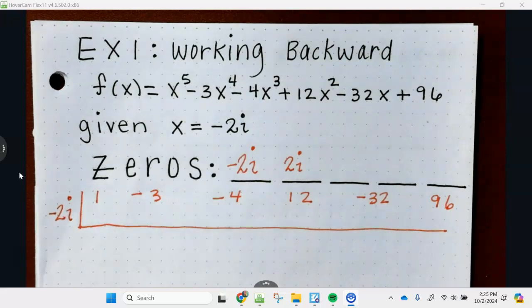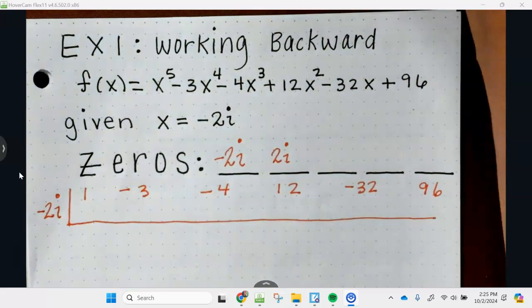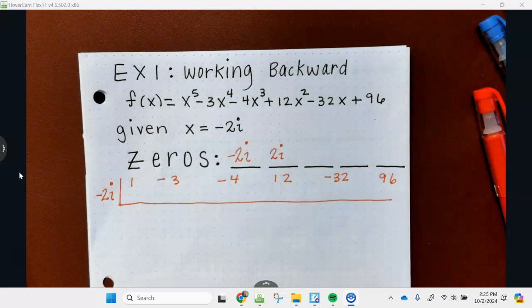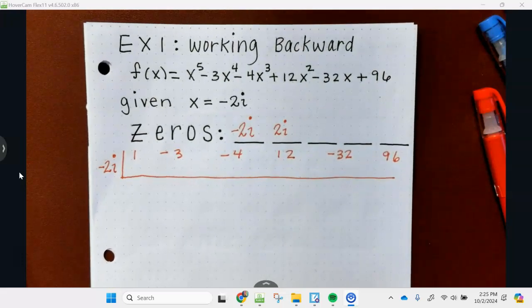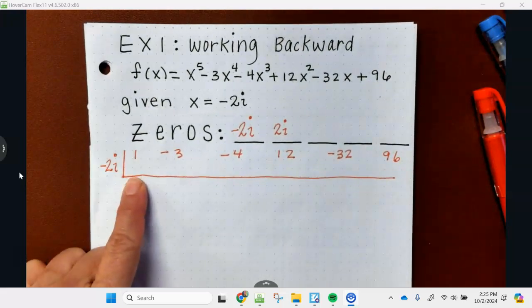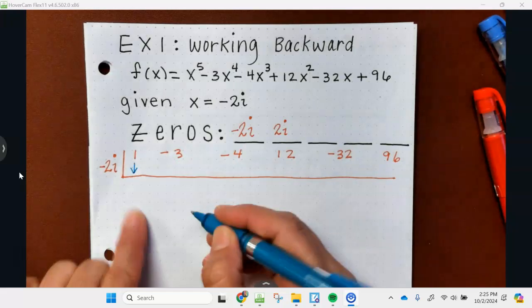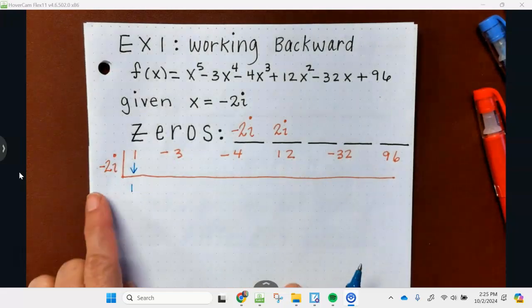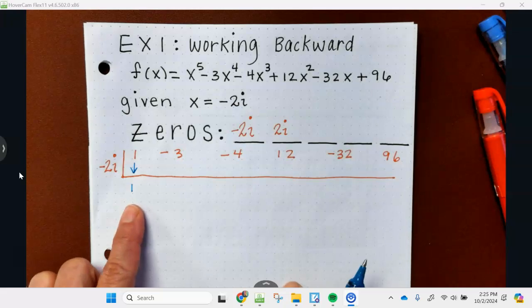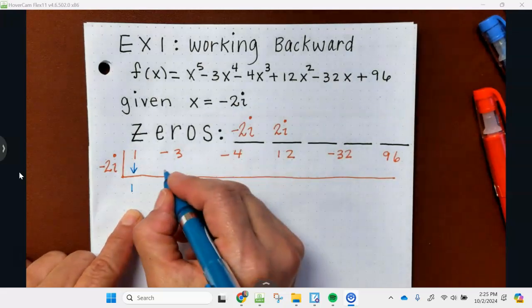And we're about to get in the weeds. It's about to get a little crazy. Okay, so let me kind of zoom out and let me organize my stuff a little better. Okay, here we go. Synthetic division. Y'all know what to do. You bring the first number down. So that's going to be a negative 2i times a 1, which is negative 2i. Let's put it here.